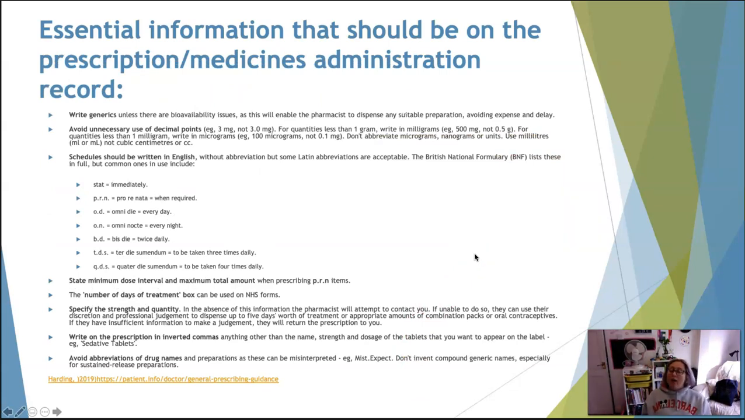When we're thinking about our essential information and our prescriptions specifically, there are some key things that should be written on a particular medication chart, or that we should be aware of. So we should be writing in generics. Sometimes this might not actually be appropriate. Sometimes patients have issues with generic types of medication. As it says, there might be some bioavailability issues. Patients might only be able to take certain types of medication.